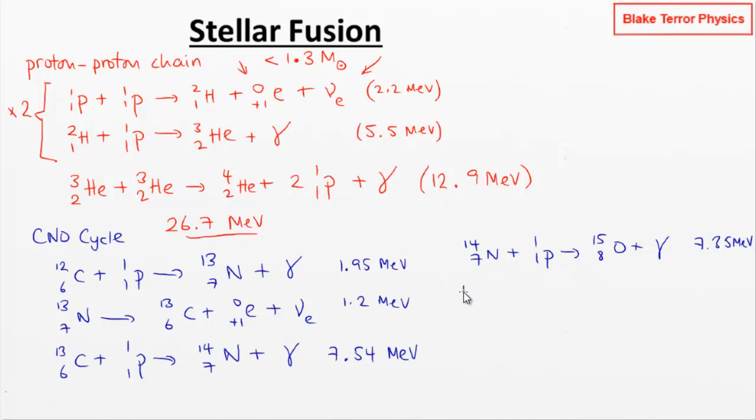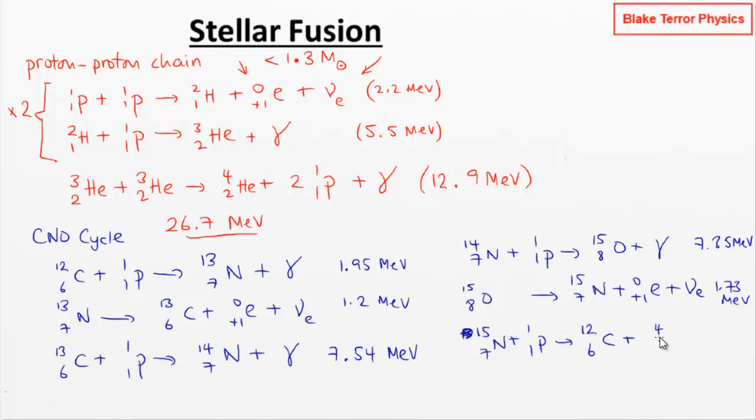The oxygen-15 is unstable, so that is going to decay, beta plus decay again, giving us nitrogen-15, our positron, and the electron neutrino, and 1.73 MeV. And then the last step is combining the nitrogen-15 with the fourth proton. So you can see we've now had 4 protons go in, and we go back to our carbon-12 plus the helium-4, and you get another 4.96 MeV on that last step.